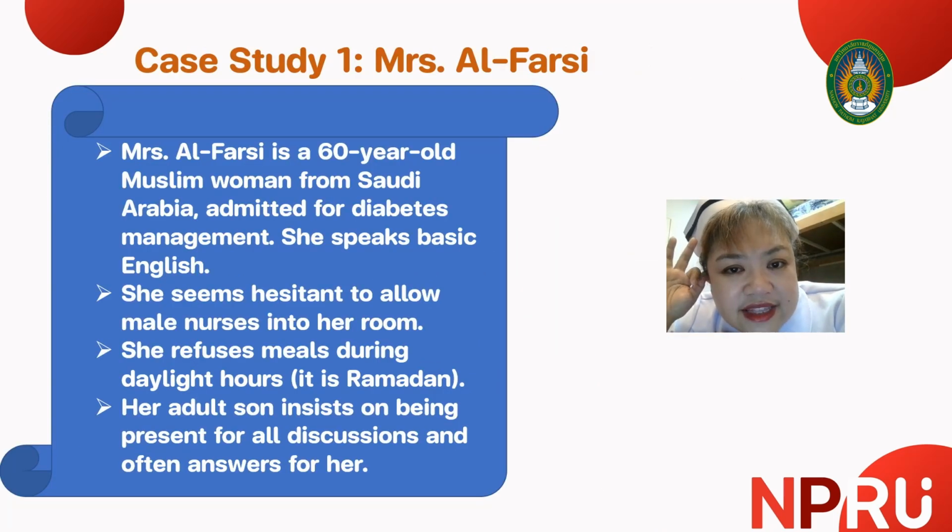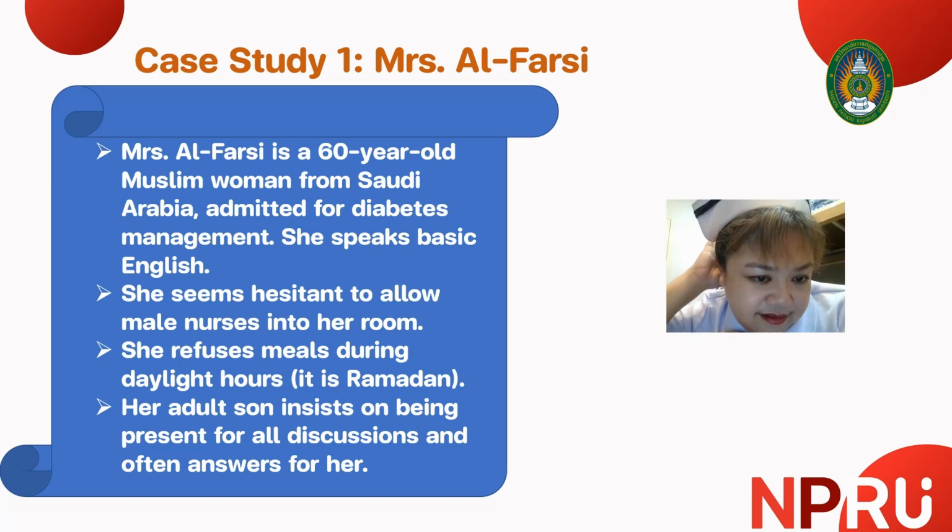Let's move to the case study. Meet Mrs. Al-Farsi. Okay, she is a Muslim patient from Saudi Arabia. Read the key points about her situation. We will see issues related to gender, religion, and family dynamics.